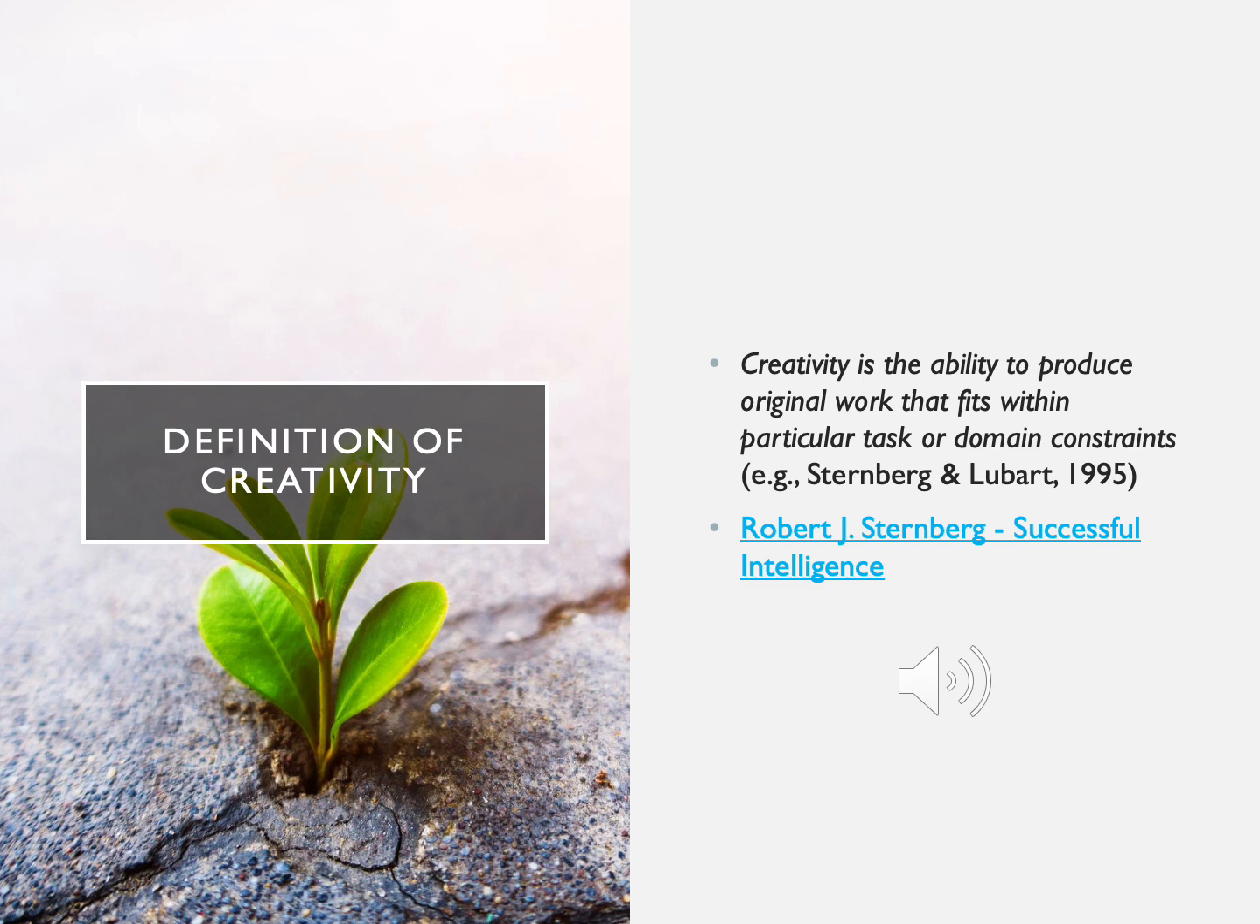I wanted to start out with a quick definition of creativity. Of course, there are many different definitions that you might hear or think of when you're learning and talking about creativity, as creativity is its own creation, but I wanted to share a little bit about Robert Steinberg and his thoughts. He came up with this theory of successful intelligence, and it's all supportive of creativity, and creativity being the ability to produce original work that fits within a particular task or domain constraints. And so this is all about original thinking related to a task or problem that someone is trying to solve.